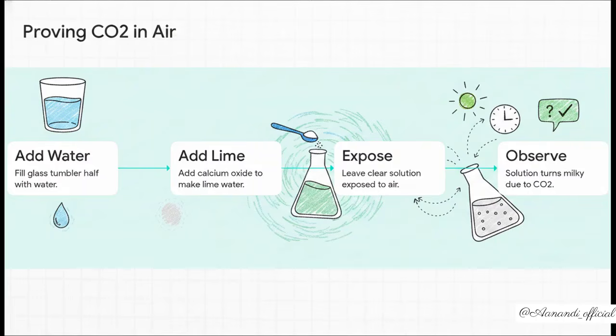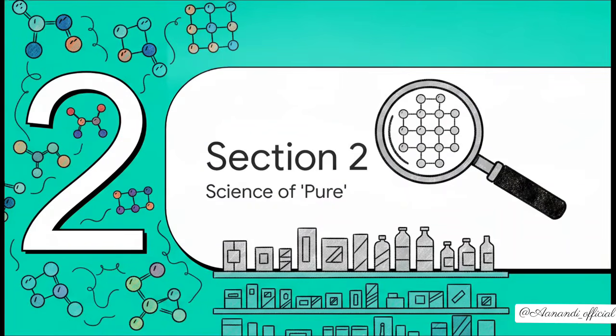Let's take carbon dioxide. If you fill a glass tumbler with water and slowly add some calcium oxide, it reacts to form a clear liquid known as lime water. Now, if you just leave that clear liquid out exposed to the air for a few hours, something pretty wild happens. The carbon dioxide in the air reacts with it, creating tiny, insoluble white particles of calcium carbonate. Basically, the solution literally turns milky. And that milky color acts as a physical, undeniable clue that confirms carbon dioxide is hanging out in our uniform mixture of air.